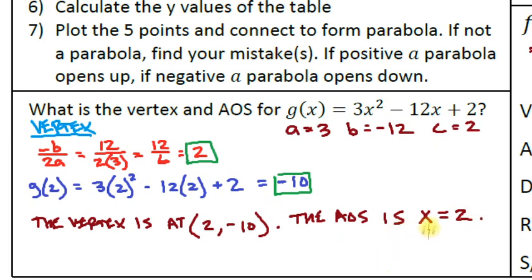Again, shortcut, when you want to know the axis of symmetry of any parabola, just take a look at the x value of the vertex and set it equal to x. And that equation is the line that passes directly through the vertex.